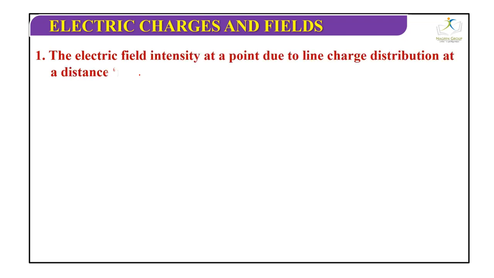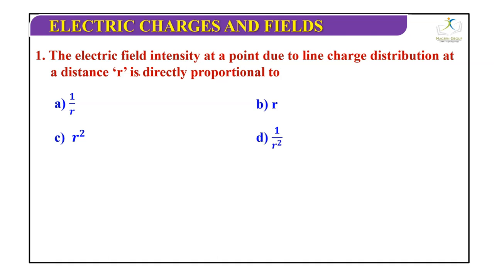So, we have different types of questions, in which the first one is: the electric field intensity at a point due to the line charge distribution at a distance r is directly proportional to 1 by r square, or 1 by r. So the correct answer for this question is 1 by r.